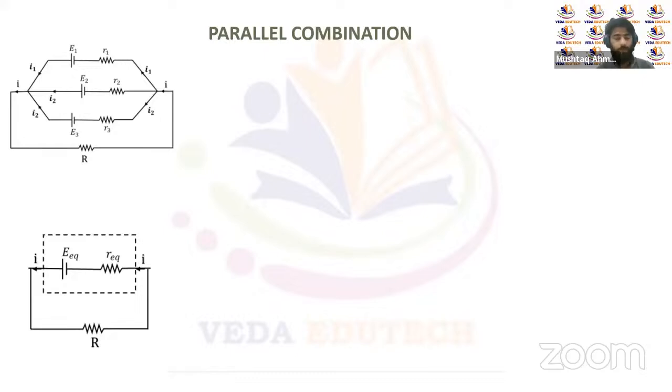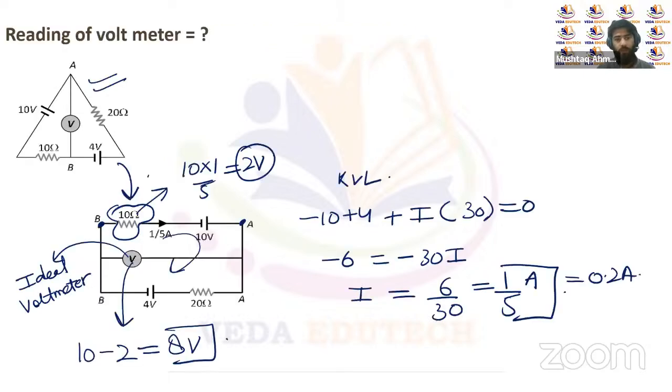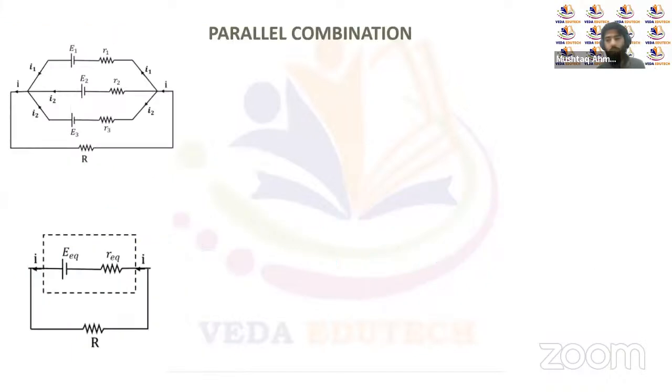Good evening, everyone. In the last class, we discussed the combination of cells. We discussed the series combination of the cells as well, right? But today, in this class, we'll be discussing the parallel combination of the cells. Here we are placing a number of cells parallel to each other, right? So this is how the arrangement of the parallel combination of cells is done.